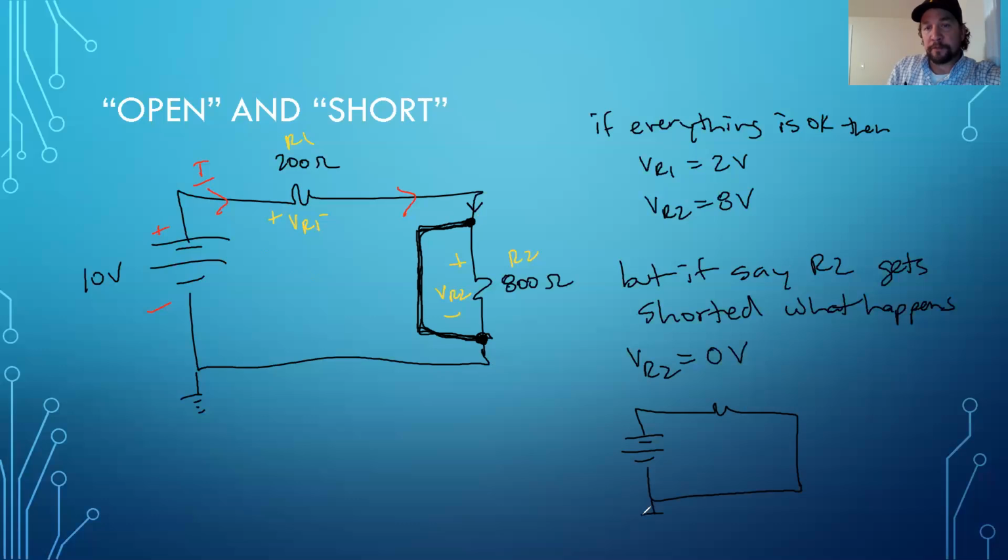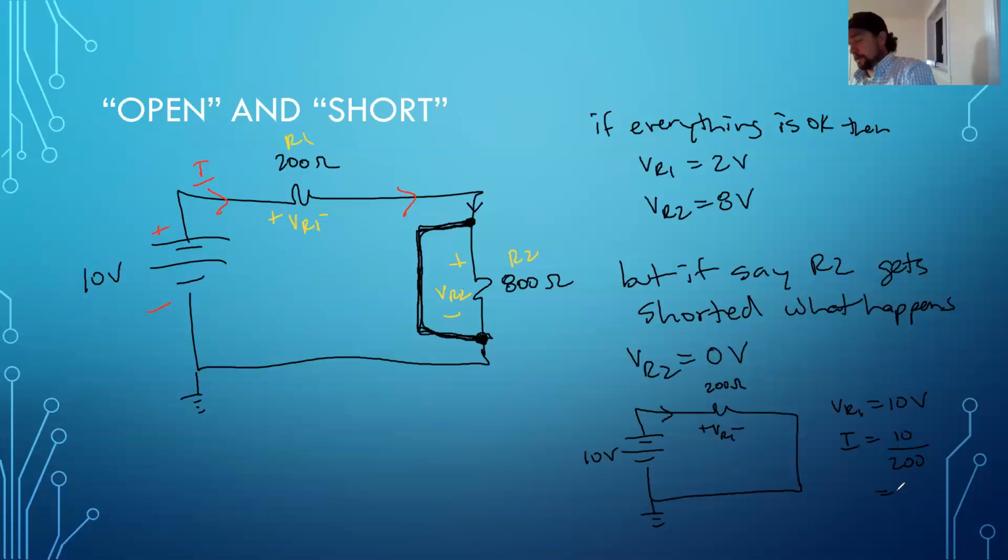And R2 disappears, and we only have R1. And so VR1 now is only 10 volts, and I is only 10 volts over 200, which equals something I should be able to do in my head, but not at this hour. So yeah, 50 milliamps, right?